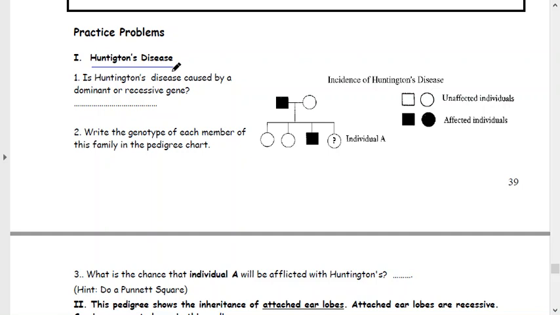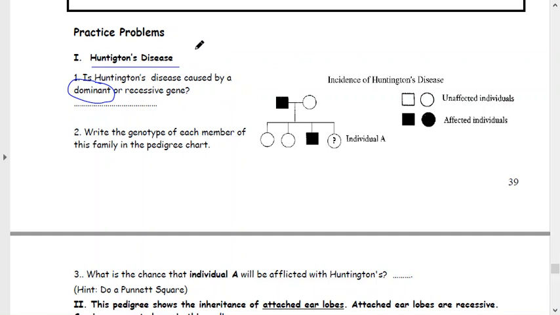Huntington's. Huntington's, you're going to have to remember from the previous set of notes, is dominant. Remember, it is a dominant allele and a dominant phenotype. So every shaded shape in this pedigree has Huntington's. And I would recommend starting with what you know, right? So what do we know?